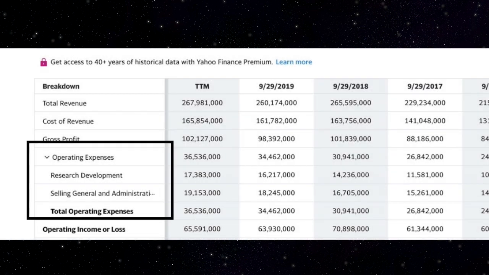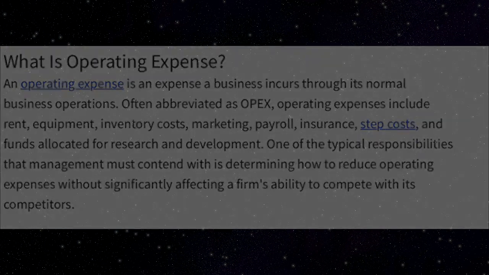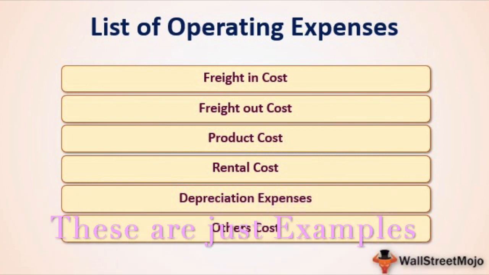So now let's talk about what operating expenses are, because we've already started talking about it, and the next thing that could be seen is total operating expenses. Operating expenses is the amount of money it takes for a normal business to operate. It includes rent, equipment, inventory costs, marketing, payroll, insurance, staff costs, research and development, etc.